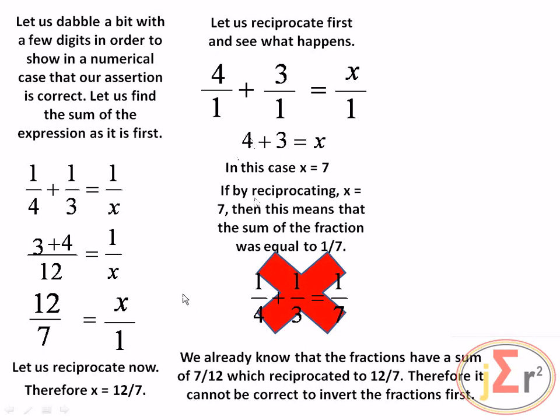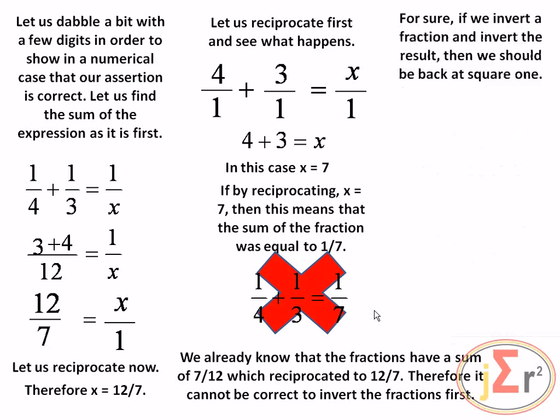Because when we did that, we got an answer which is under the assumption, or would be proving, or would be claiming that the original sum of the fraction is 1 over 7. But we know that it is not 1 over 7. Therefore, the claim is incorrect.